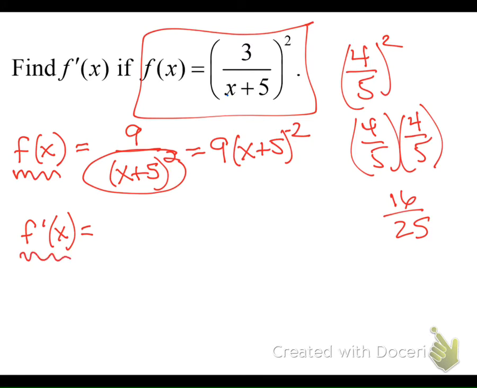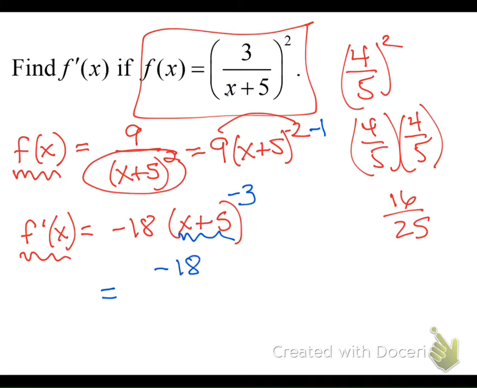So now I'm going to do my power rule. Negative 18, leave the inside the same. Subtract 1, you get negative 3, times the derivative of the inside. Thankfully, the derivative of the inside is just a 1. So that's pretty much the answer, except I have to move the negative exponent back to the bottom. So x plus 5 cubed.